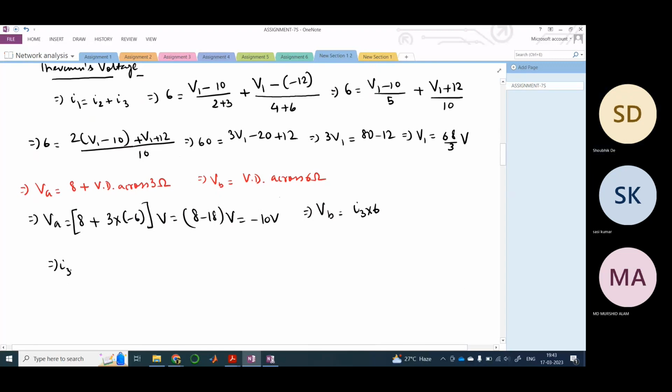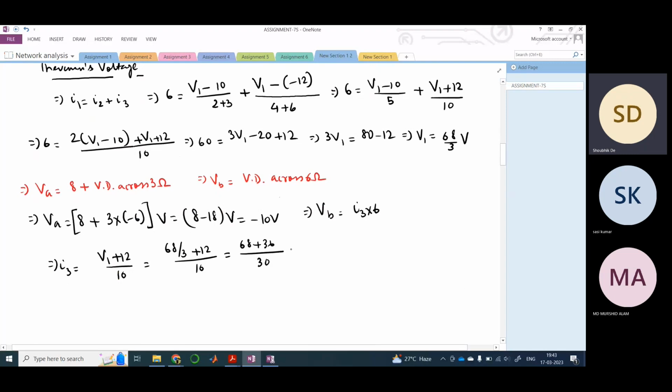What is I3? I3 is V1 plus 12 by 10, which we just calculated. So V1 is how much? It's 68 by 3, right? And then this is 12, this is 10. So V1 is 68 plus 36 divided by 30 ampere. So this is 1404 by 30, right? So if I calculate, this is approximately 3.47 ampere. So this is 3.47.